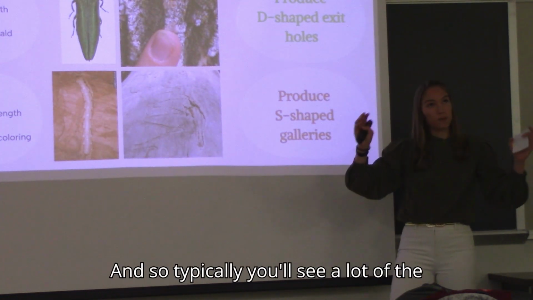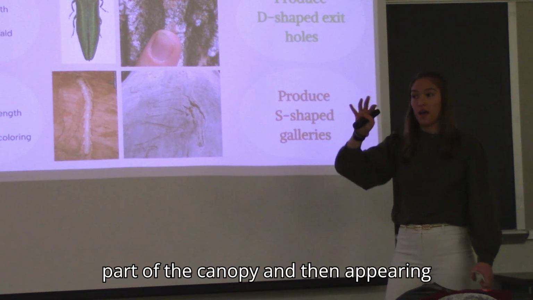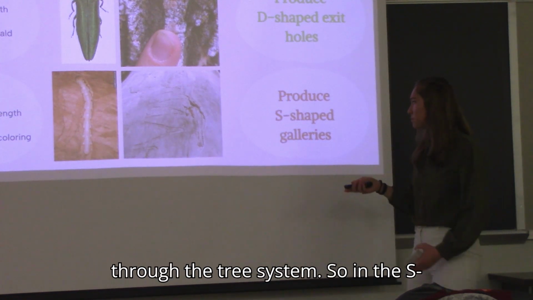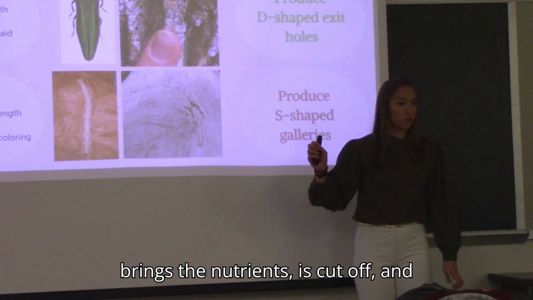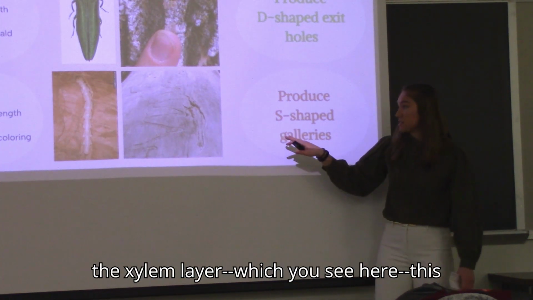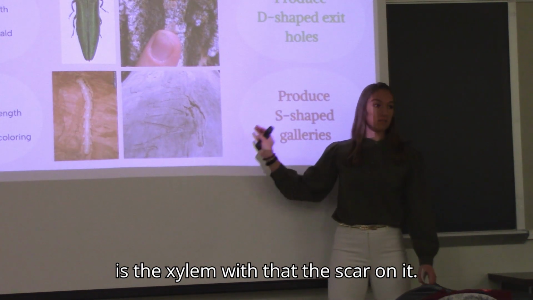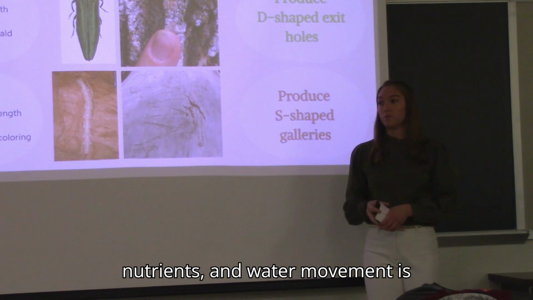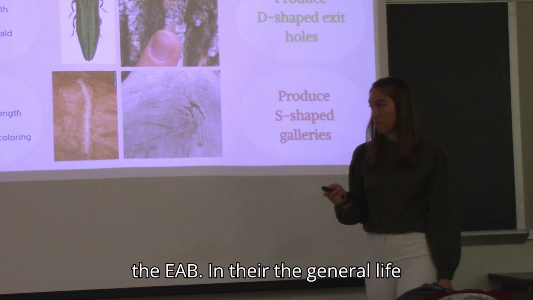And so typically you'll see a lot of the symptoms occurring first in the upper part of the canopy and then appearing lower as those larvae work their way through the tree system. So with the S-shaped galleries, the phloem, which brings the nutrients, is cut off, and the xylem layer, which you see here, this is the xylem with the scar on it, that is bringing the water. So nutrient and water movement is prevented by the larval stage of the EAB.